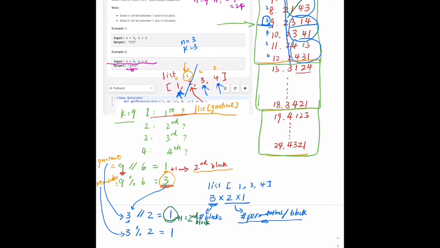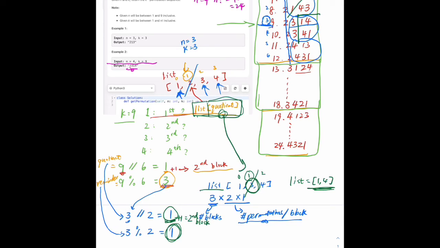And what's the number in the second block? We know that's this number. Happens to be, again, the index is the quotient. Now the quotient is 1, and the index is 1. So the same expression gets the exact number of that position. So we'll take this number out first, and then the list becomes 1 and 4. And the question is, what's the first number of the permutations of 1 and 4?